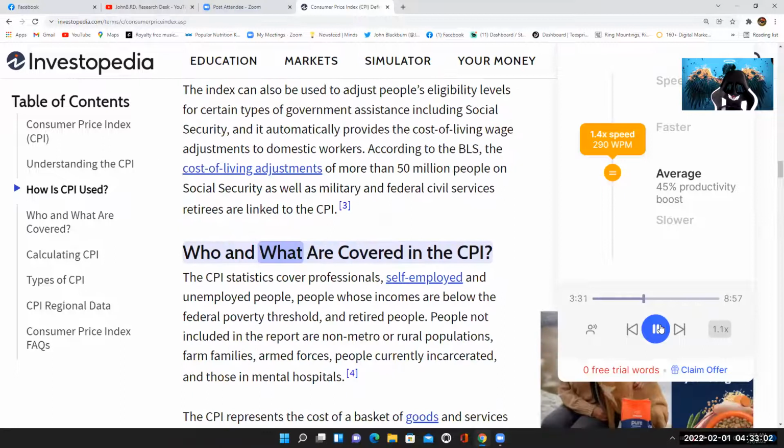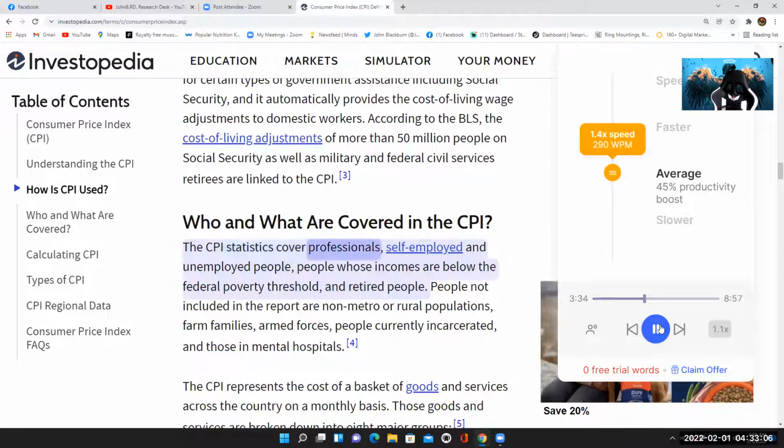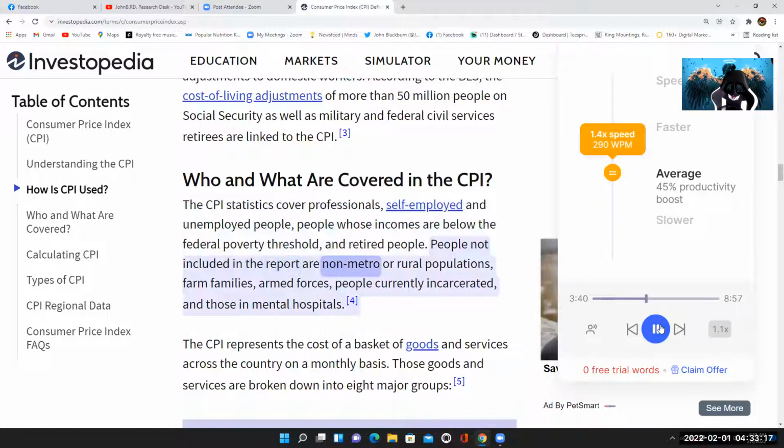Who and what are covered in the CPI? The CPI statistics cover professionals, self-employed and unemployed people, people whose incomes are below the federal poverty threshold, and retired people. People not included in the report are non-metro or rural populations, farm families, armed forces, people currently incarcerated, and those in mental hospitals.